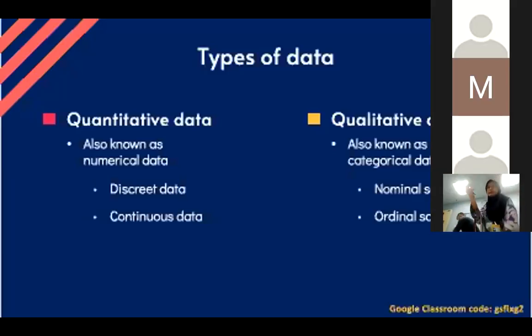So continuous data is something like height, weight, level of C-reactive protein, for example. They can still have round numbers, but the distribution is usually wider compared to discrete data. So that's the main difference. We can class them into nominal scale and ordinal scale for qualitative data, but we're going to talk about this later.